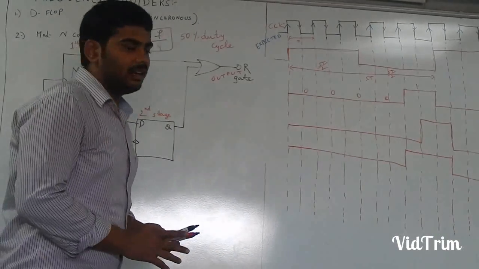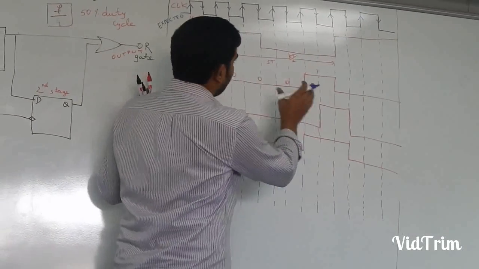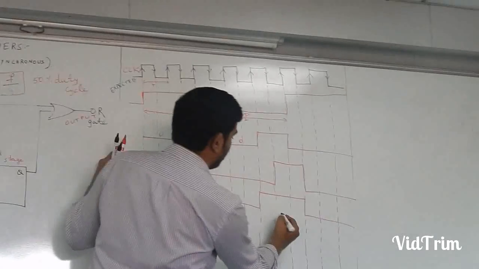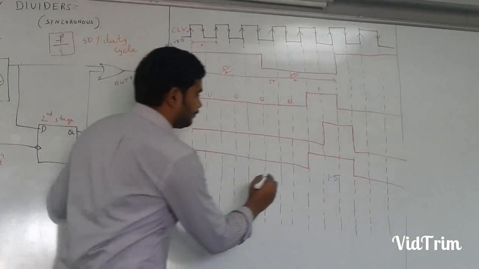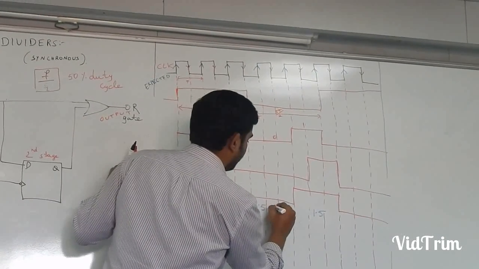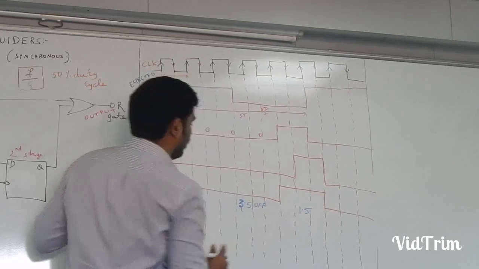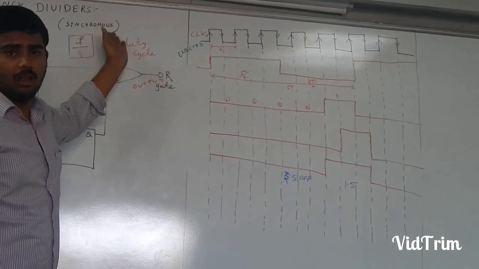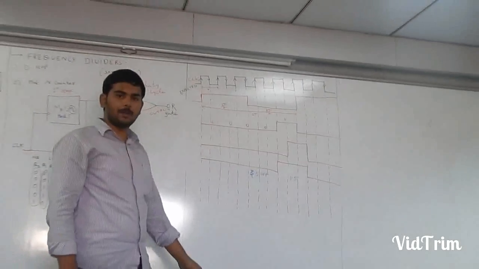Now you can clearly notice that our requirement is 2.5 clock pulses on and 2.5 clock pulses off. But what we got here? Only 1.5 on. And if we continue this, 3.5 off. So is this our requirement for 50% duty cycle? Our requirement is 50% on and 50% off. But why are we getting this?